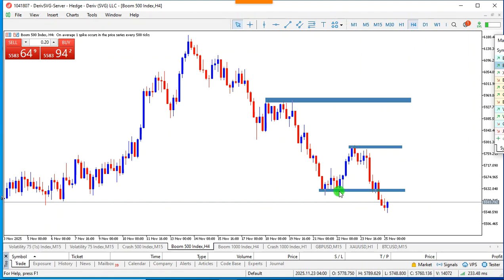Our zone was marked recently, yesterday. You can see they were all marked yesterday. No, some were marked yesterday because we did analysis yesterday. But then a break below it is a sell.